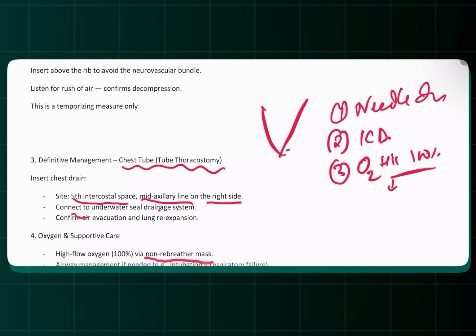But for tension pneumothorax, putting in a needle followed by a chest tube is sufficient treatment, and then you just have to wait and watch. Of course, if the patient is hypotensive, give IV fluids and resuscitate the patient.